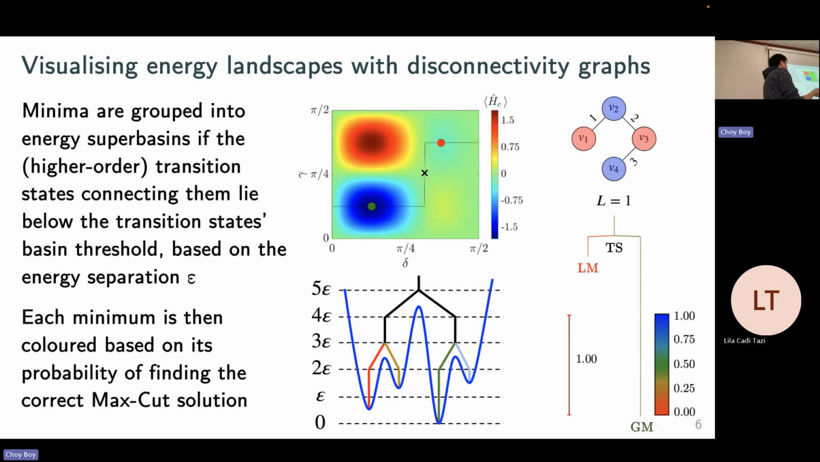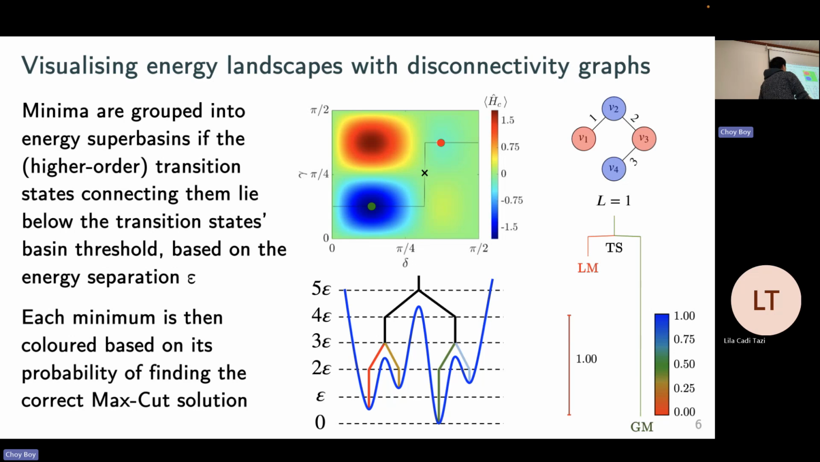So what we do is we group our minima into super basins, and after that we try and connect them based on the basin thresholds. In this example, these are two minima, and we see which is the next highest energy basin. So that's why we will connect it here, for example.